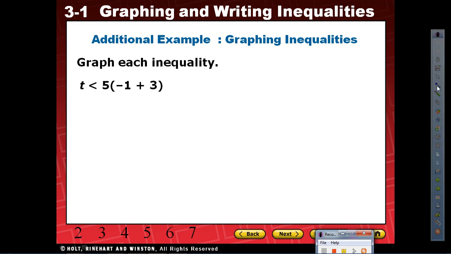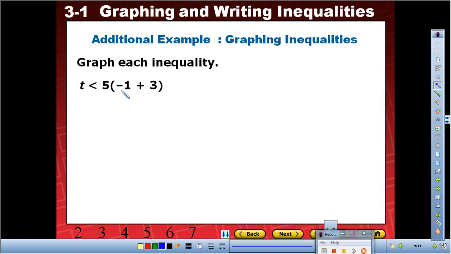All right, here we go. So let's simplify this one. If I follow my order of operations, here you can distribute the 5. However, I'm going to simplify first inside.